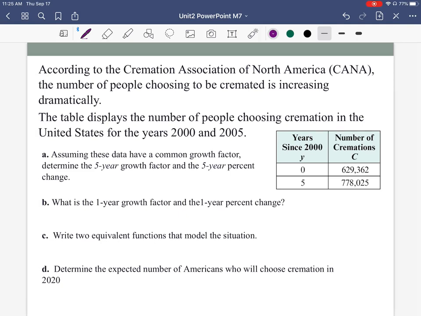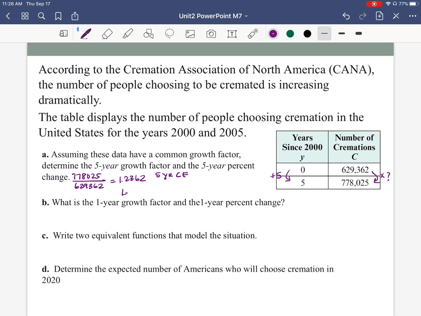So, let's find that 5-year growth factor and the 5-year percent change. So, we know that the change in time is 5 years, and so that means that in order to find our change factor, we just simply need to divide. So 778.25 divided by 629.362. That's going to get us 1.2362. That is my 5-year change factor. So according to this, every 5 years, the number of cremations is 1.2362 times as large.